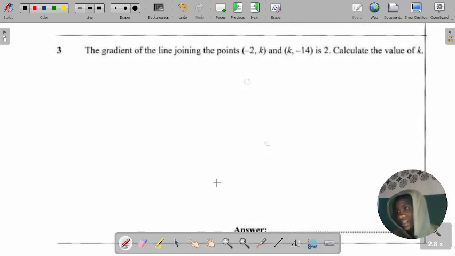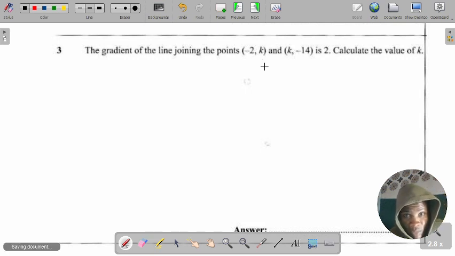So the third question says the gradient of the line joining the points (negative 2, k) and (k, negative 14) is 2. Calculate the value of k.